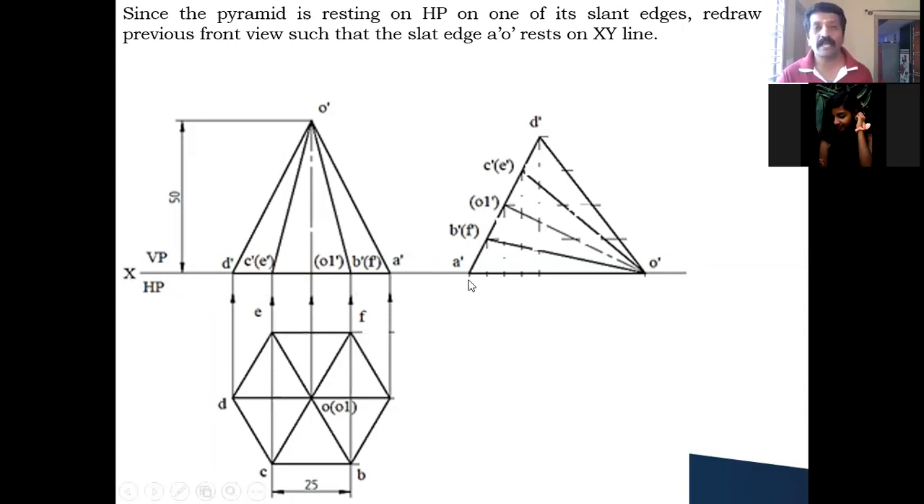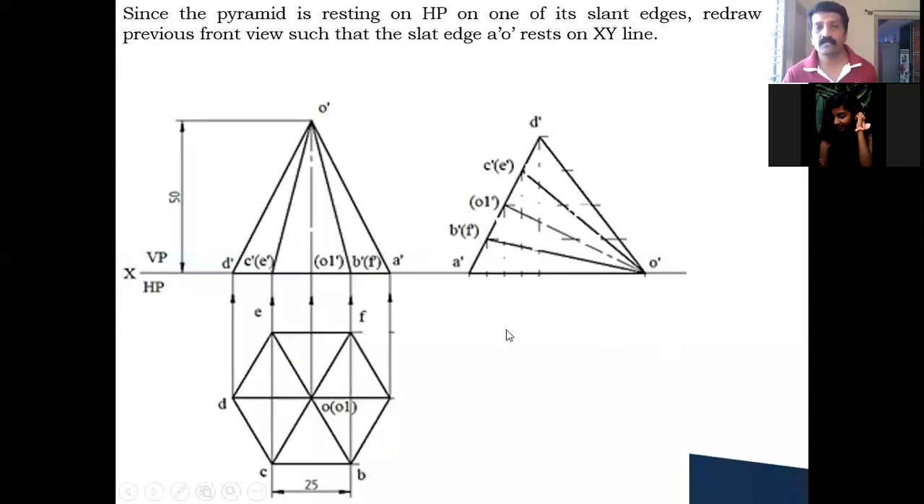Now you join A dash and D dash. After joining A dash and D dash, you take all these distances from here to here and from here to here and mark them here, and transfer all the corresponding points without changing them. So you have to redraw the shape as well as the size of this, including the points, everything of this front view, such that the slant edge should rest or lie on the XY line like this. So this completes your front view.